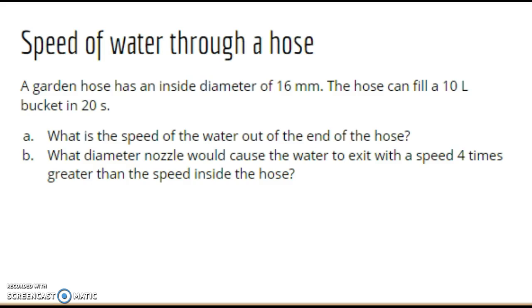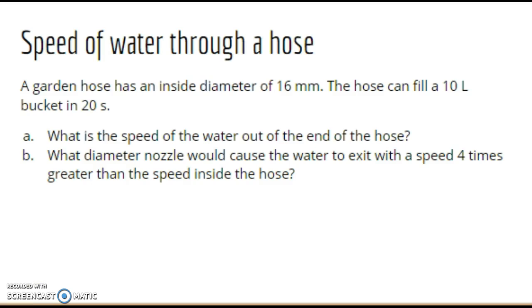So let's suppose we have a garden hose and it has an inside diameter of 16 millimeters. And the hose can fill a 10-liter bucket in 20 seconds. So we want to find first the speed of the water out of the end of the hose. And then second, we want to find what diameter nozzle would cause the water to exit with a speed 4 times greater than the speed inside the hose.